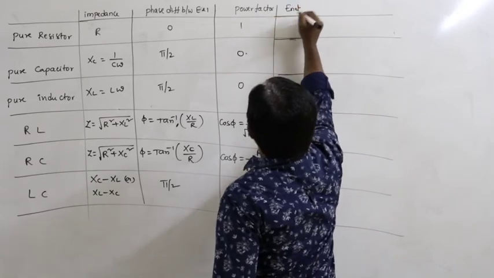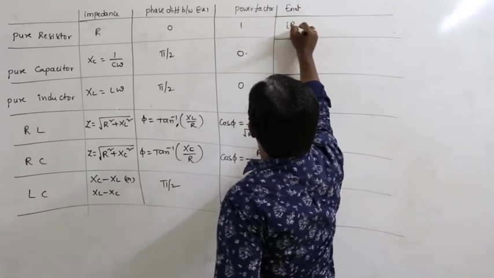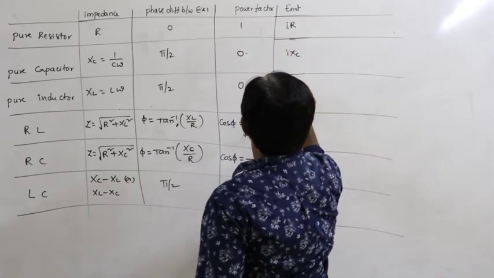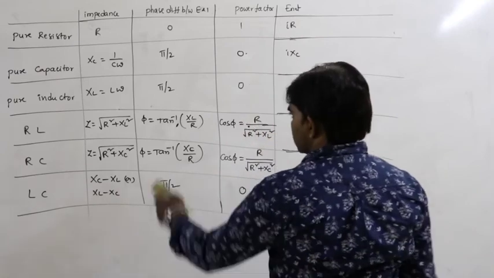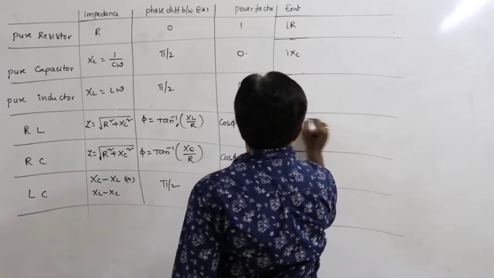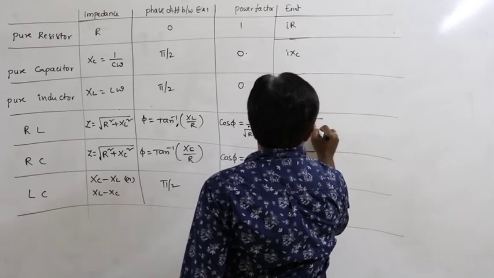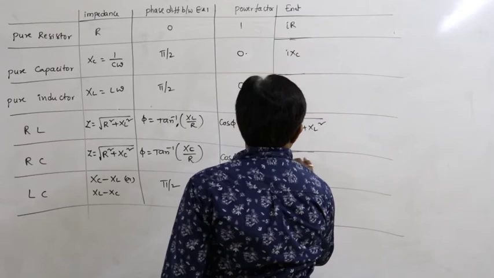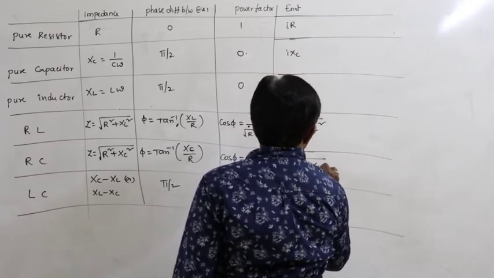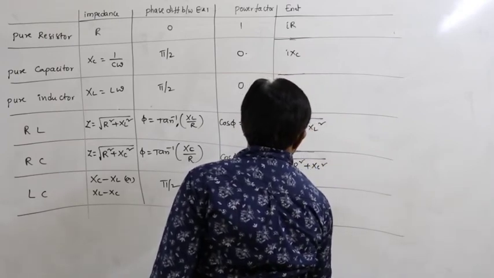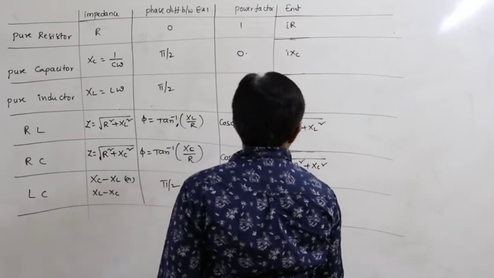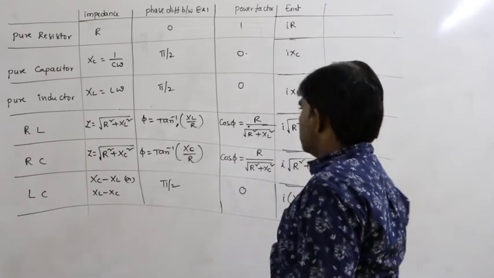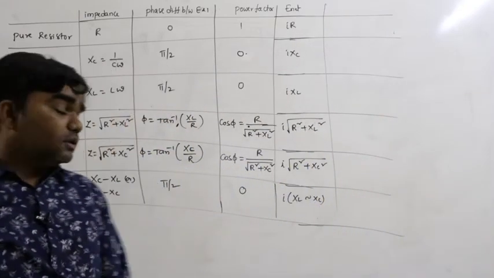Net EMF. So, here it is IR only, and it is IXC, this is IXL. But in case of RL, it is I into square root of R square plus XL square, and here I into square root of R square plus XC square. So, I into the difference of XL and XC, that means XL minus XC or XC minus XL. So, this is the tabular form.